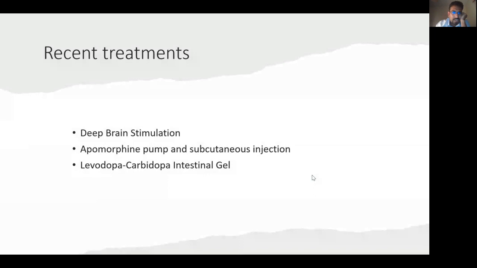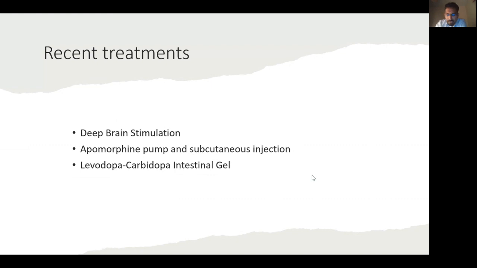Recent treatments, I will just say the names: deep brain stimulation and the apomorphine pump, which you use for off phases in Parkinsonism. In an off phase, the patient is fine and suddenly freezes out of nowhere. It's a very difficult situation to control, but apomorphine injection shows some efficacy.